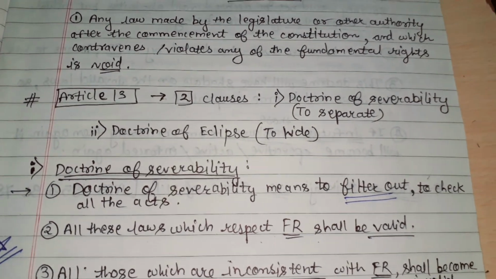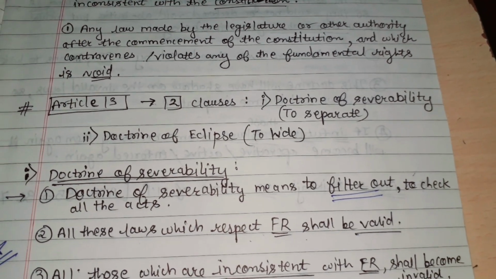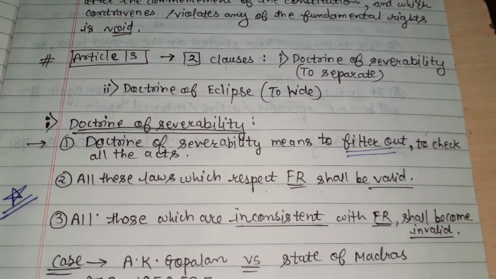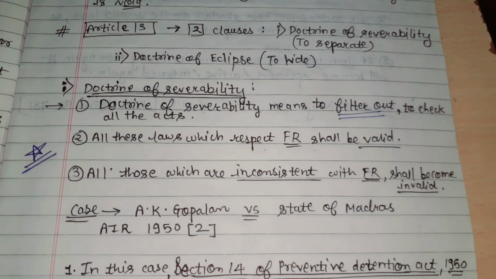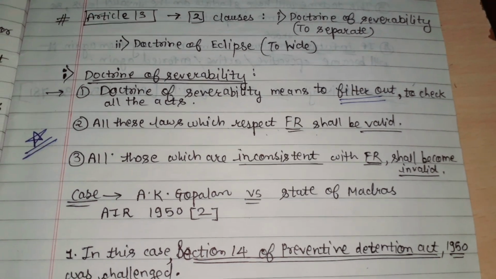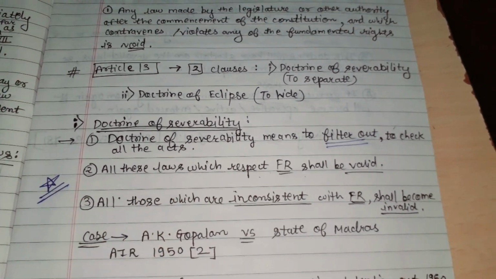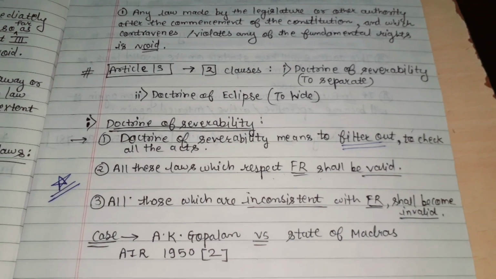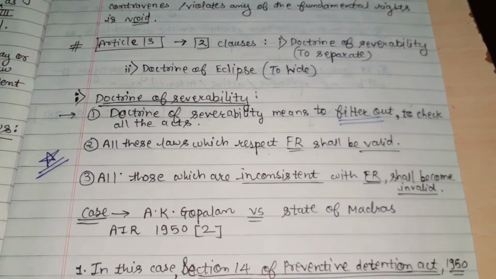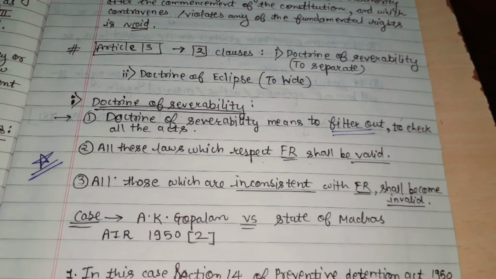Article 13 has two clauses. First is the doctrine of severability, which means to separate, and second is the doctrine of eclipse, which means to hide. The doctrine of severability means to filter out, to check all the acts. All these laws which respect the fundamental rights shall be valid, and those which are inconsistent with the fundamental rights shall become invalid. This is according to the doctrine of severability.